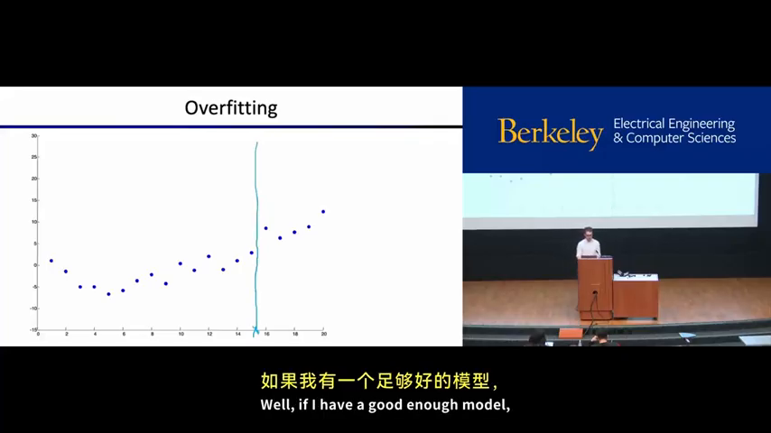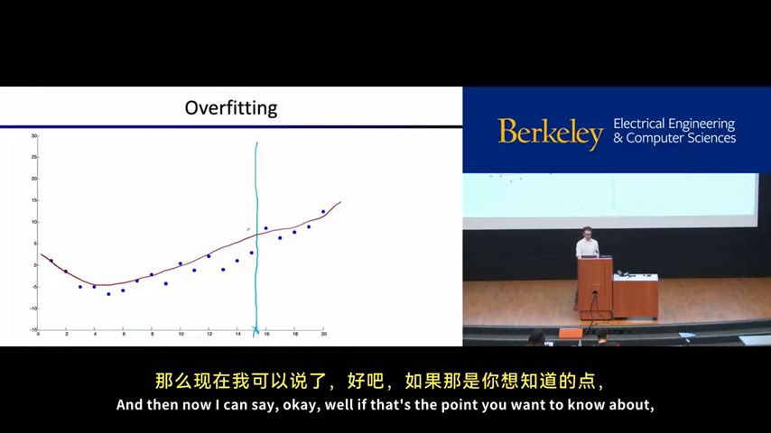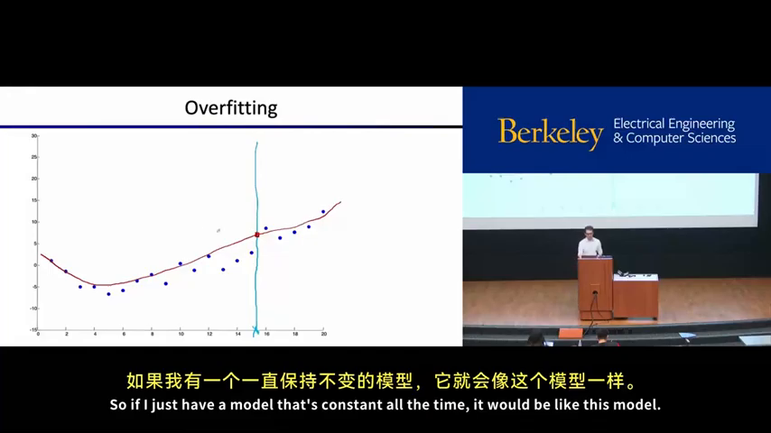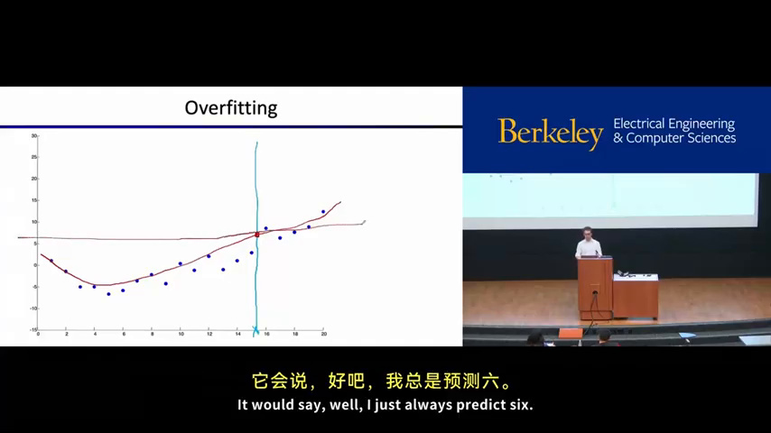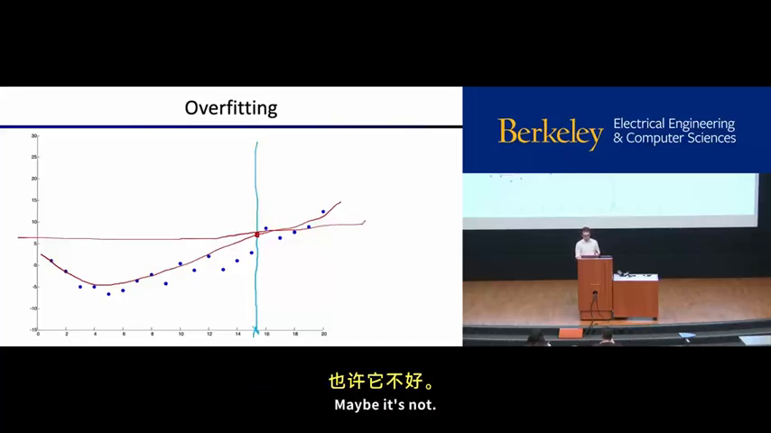Well, if I have a good enough model, then hopefully I've tried to fit some kind of thing to this data, and then now I can say, okay, well, if that's the point you want to know about, this is my prediction, and that's what I would predict. Right? We could have different models. So if I just have a model that's constant all the time, it would say, well, I just always predict 6. Here's all that data, and I just always predict 6. I don't know if that's a good model. Maybe it's good, maybe it's not.